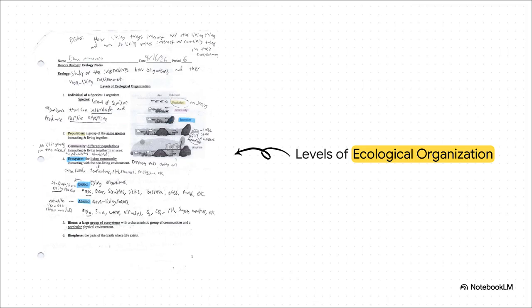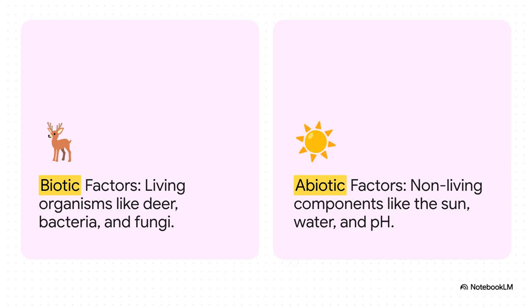So the real takeaway here is understanding the split between the 2 main types of assets in the system. On one side, we have biotic factors. Think bio, meaning living. These are your active players: the deer, the squirrels, the bacteria, the fungi. On the flip side, we have abiotic factors. This is the non-living physical infrastructure. We're talking the sun, water, oxygen, temperature, and here's the kicker. The living biotic players are entirely at the mercy of that abiotic infrastructure. If the water dries up or the temperature spikes, the whole living economy just completely collapses.